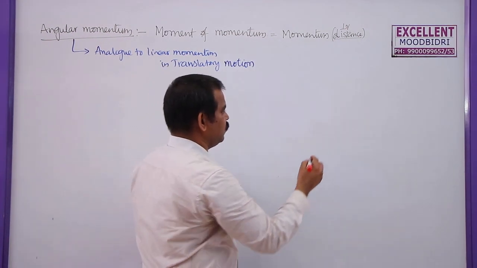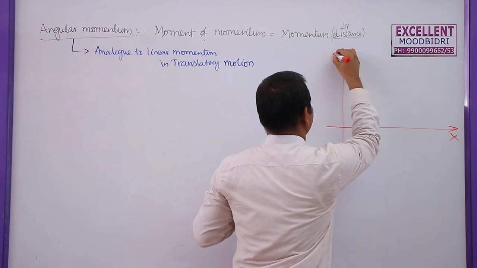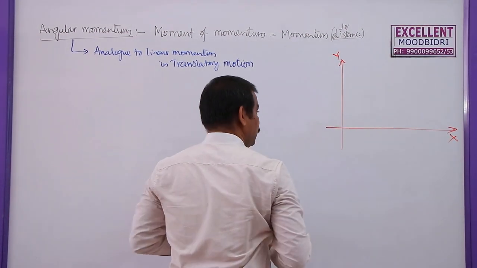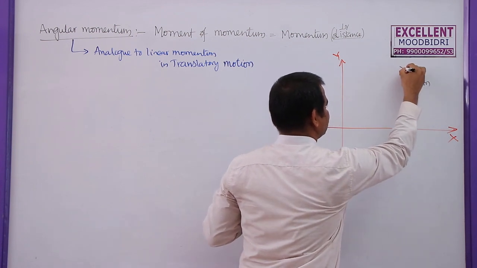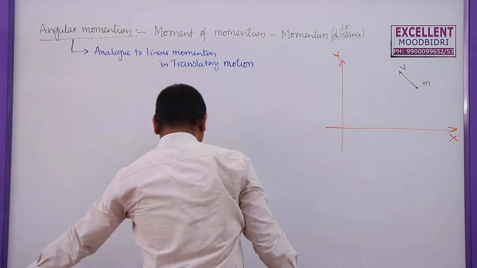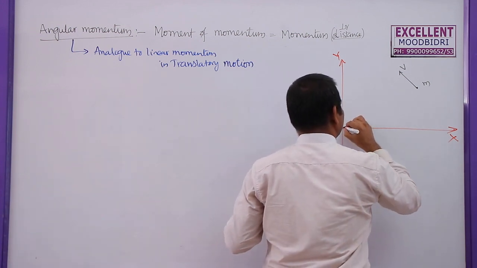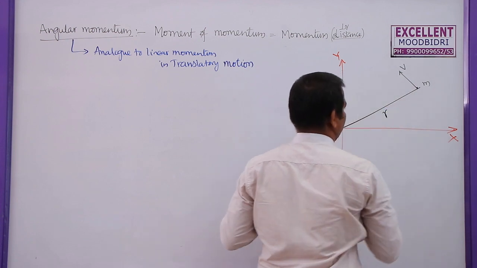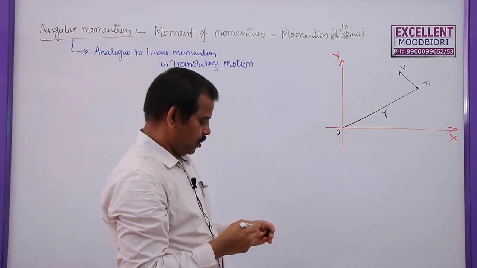When a particle is moving in the xy plane, here one particle of mass m is moving with a velocity v like this. Now, this is about the origin. This is the origin, and this is the position vector of this one. So, how do we find the angular momentum of that particle of mass m?